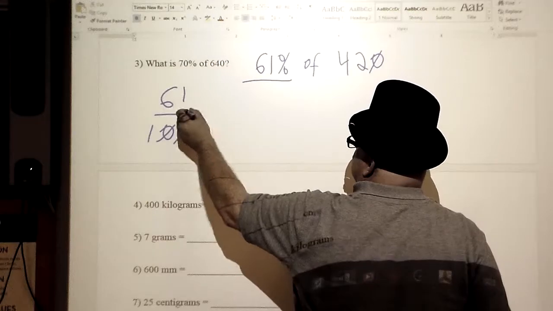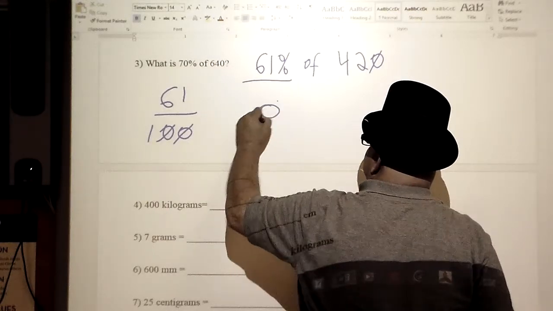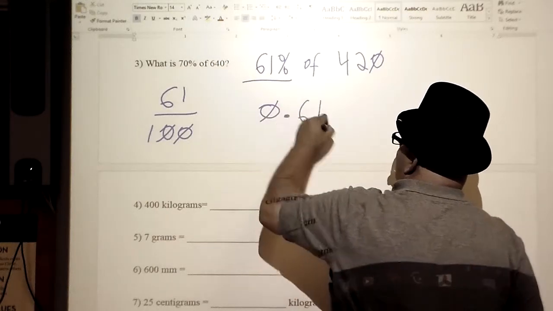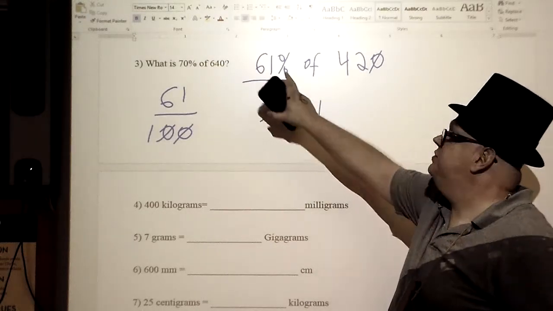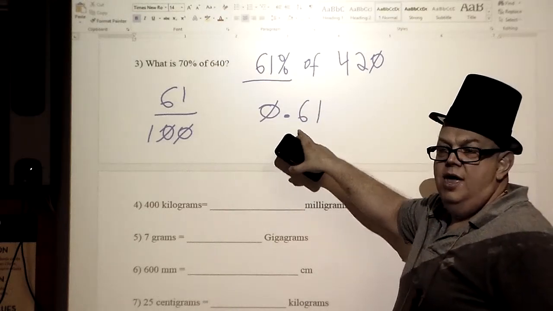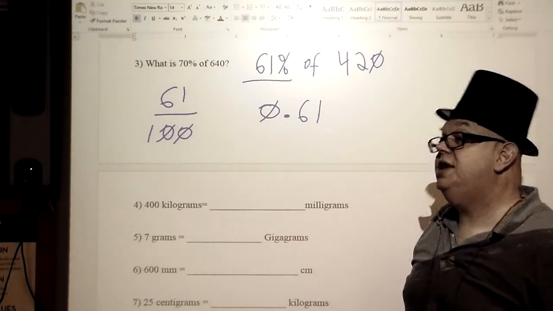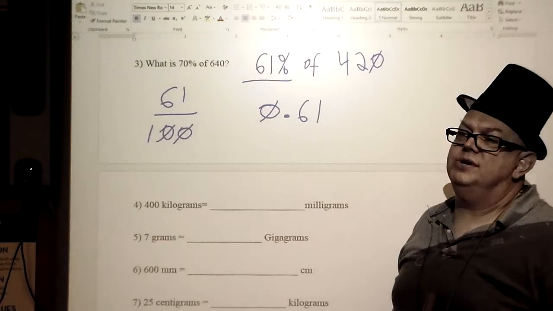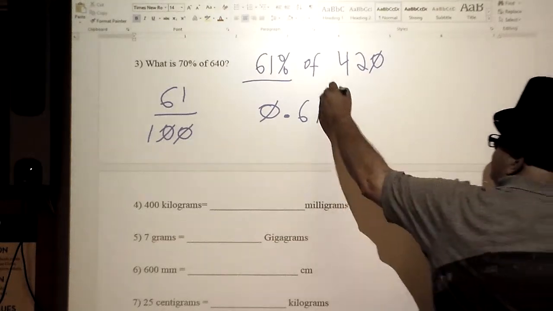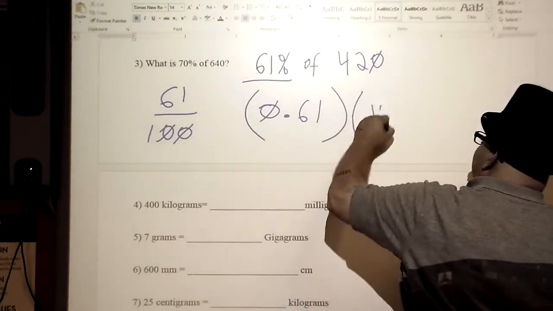Okay, 61% of 420. So I'm going to change that to a decimal. I'm going to say 0.61. This is a handy thing. If you see 72%, it's 0.72. If you see 52%, it's 0.52. If you see 7%, it's 0.07. Okay? Times 420.